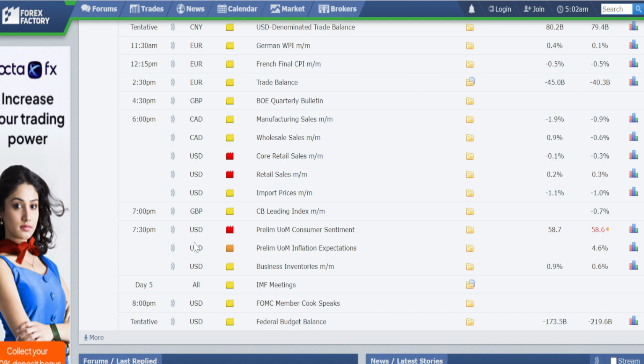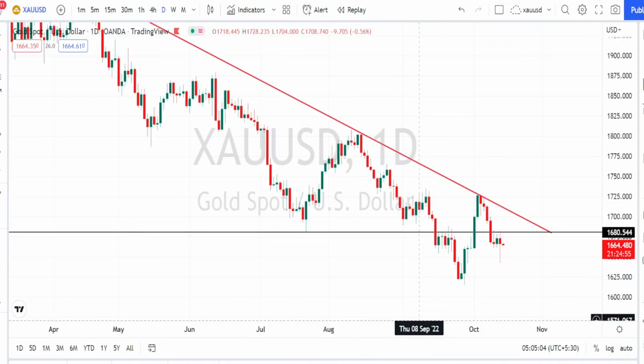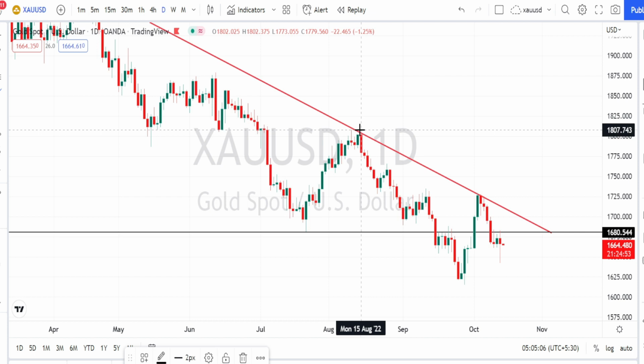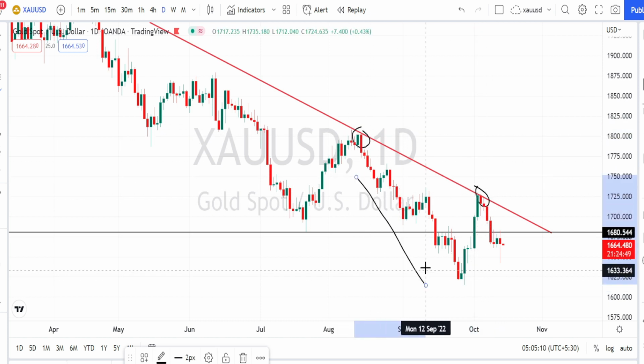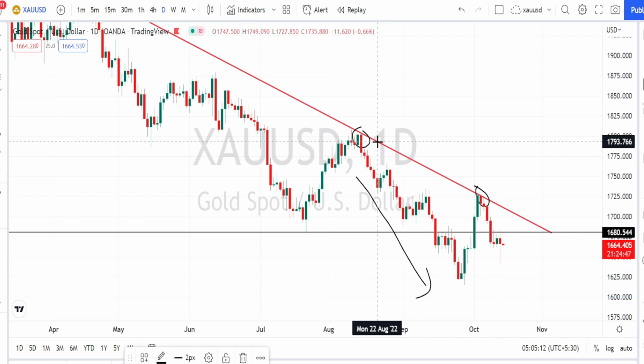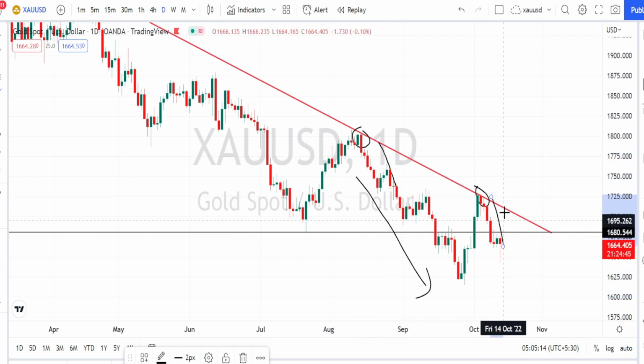Let us begin our gold analysis. I'm in daily time frame now. As we already know, the current trend of the price action is still in a bearish trend because it is still trading below the resistance line I have drawn over here.